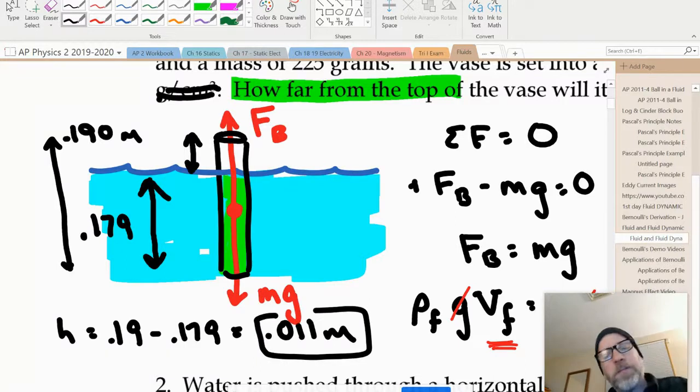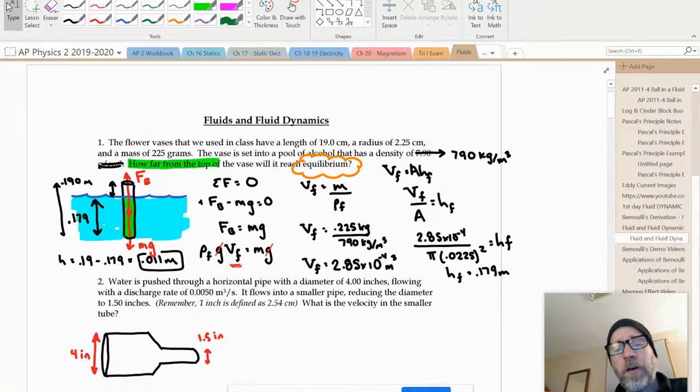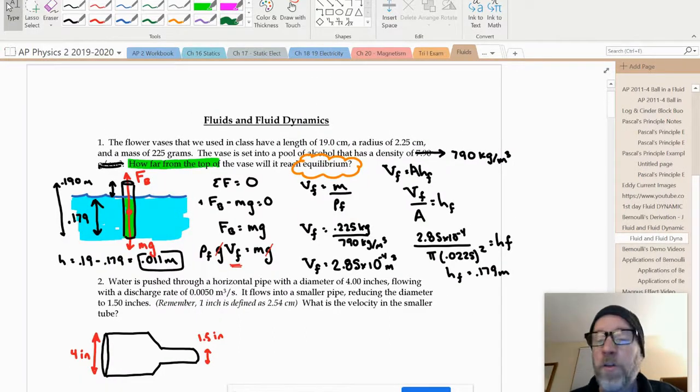Whew. Now, the particulars of that problem, they don't matter. But what does matter is that the sum of the forces equals 0. The reason that vase doesn't sink is because gravity is acting down, but there's a buoyant force back up. After that, you just figure it out.